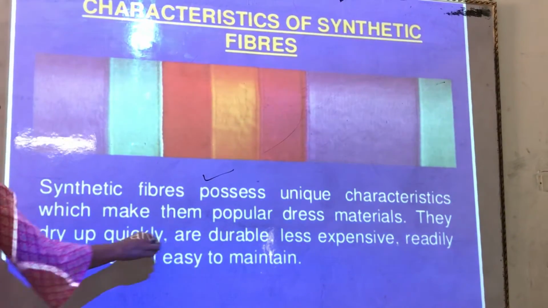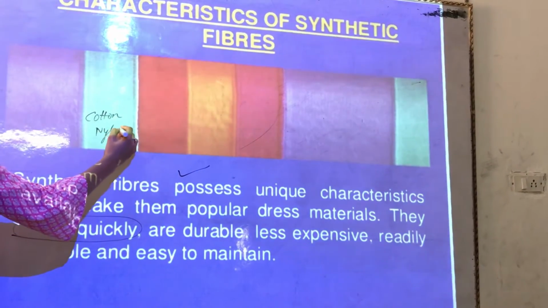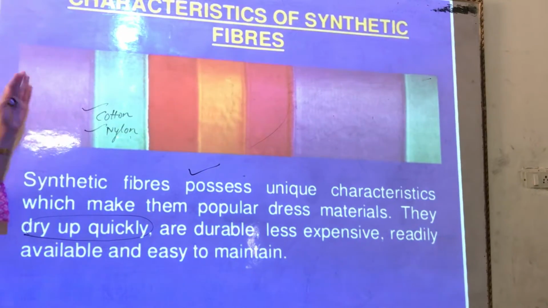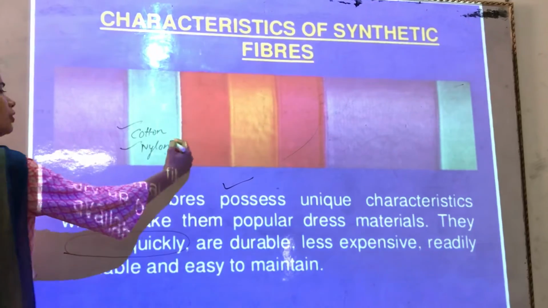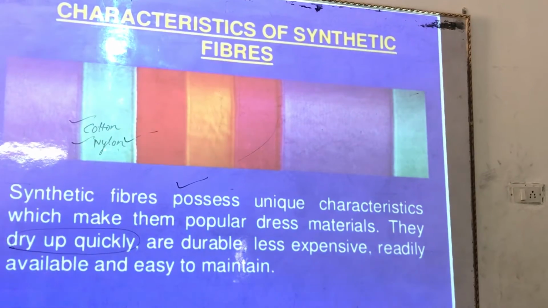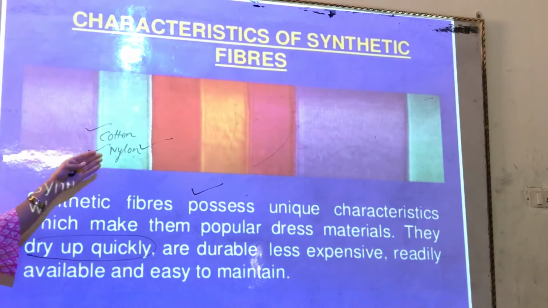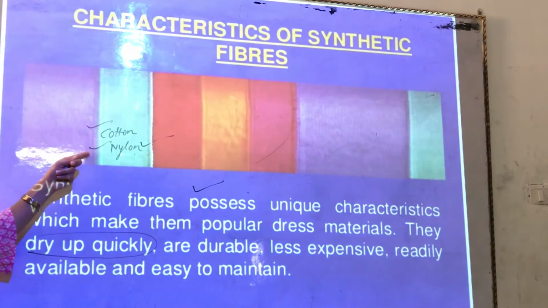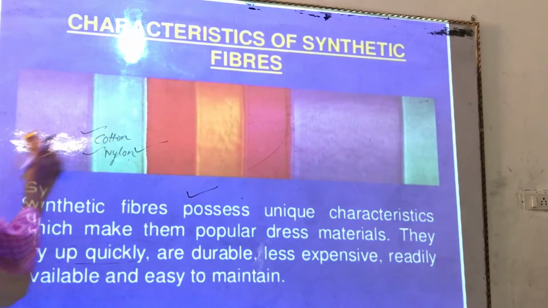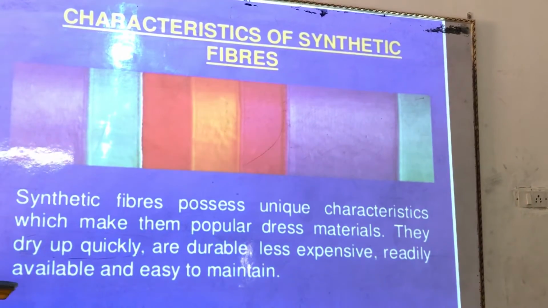What are they? They dry up quickly. For example, if you take a cotton cloth and a nylon cloth, take help from your parents and do this activity on your own. You will notice that nylon dries up faster. They are durable, they last longer. Cotton may tear off or get damaged quickly, but nylon will be durable. They are less expensive, readily available and easy to maintain. These are a few characteristics of synthetic fibers which make them very popular.